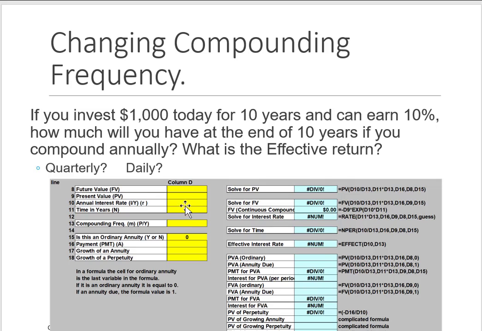Negative 1,000, 10%, 10 years, compounding frequency 1. What's the answer for that? What's on the next slide? So let's go to the next slide real quick. Again, you can pause right now, solve the problem in Excel or with the formula, whichever you would rather do, and then check the answer.